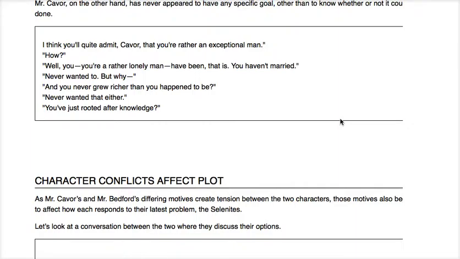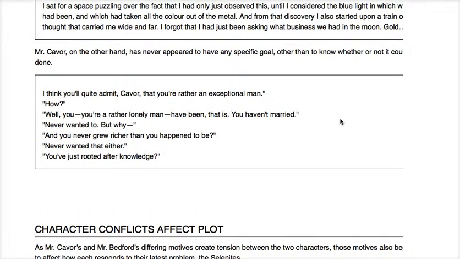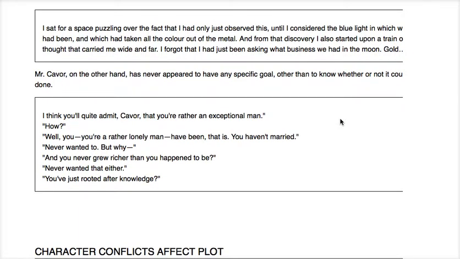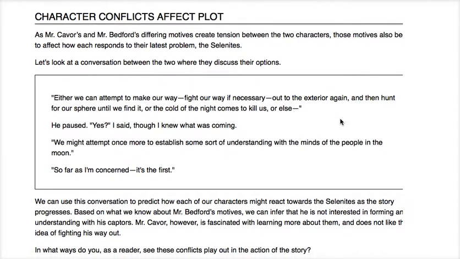So that kind of shows that Mr. Caver's goal was mostly knowledge. Mr. Bedford's goal was pretty much gold or riches. So character conflicts affect the plot. As Mr. Caver's and Mr. Bedford's differing motives create tension between the two characters, those motives also begin to affect how each responds to their latest problem, the Selenites. Let's look at a conversation between the two where they discuss their options.